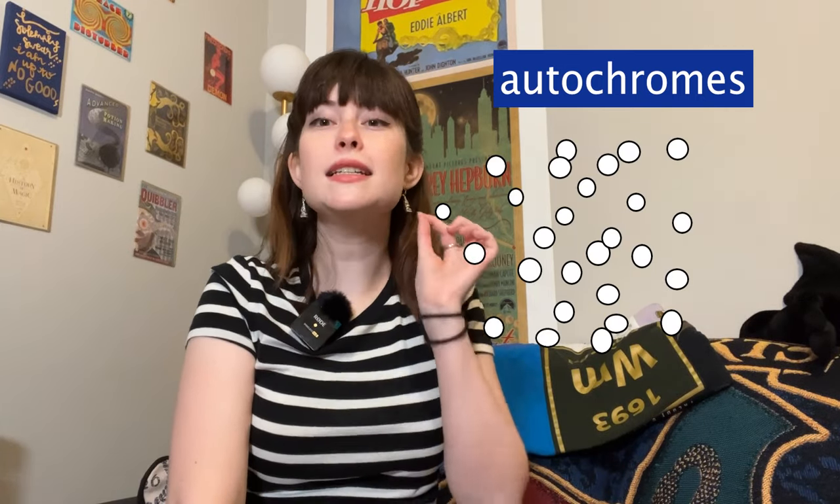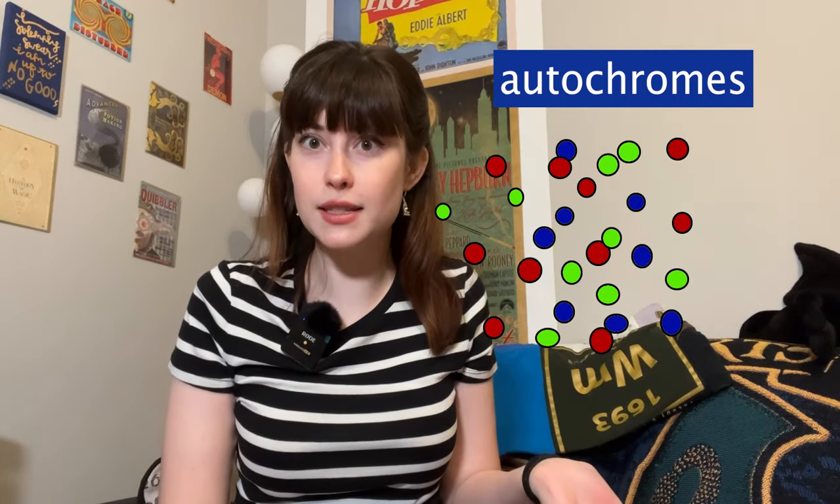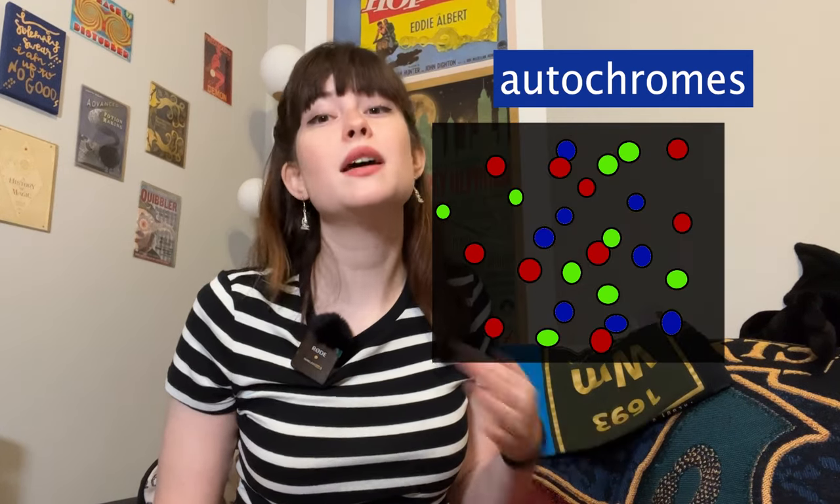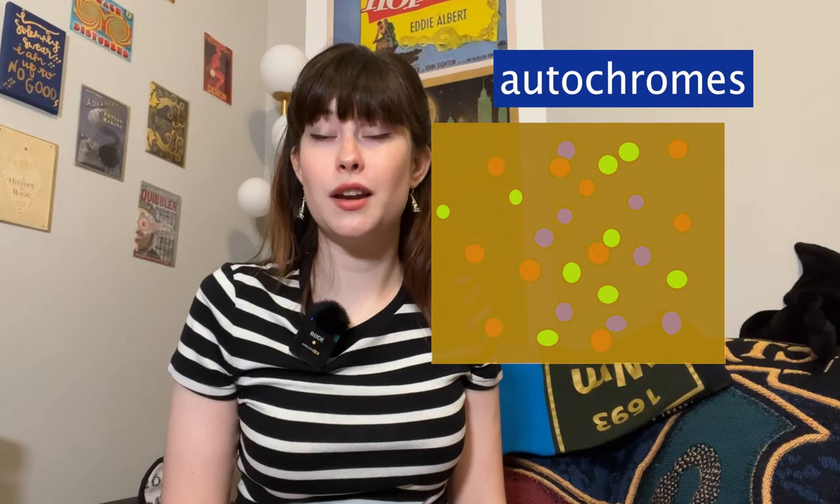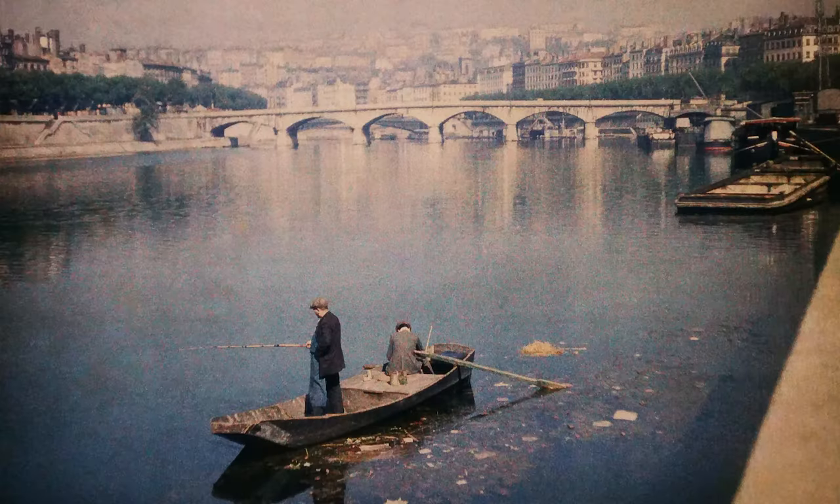So what they did is they actually took potato starch, teeny tiny granules of potato starch, and they dyed them red, green, and blue. And they applied them onto the plates, and then they applied a varnish, they applied charcoal powder to fill in any gaps. Then they applied the photographic emulsion to the plate, and then they took a picture with it. And those tiny little dyed potato starch granules acted as that color filter. So then when it was processed and put back through a filter, you would get a color photograph, and it was all in one photographic plate.